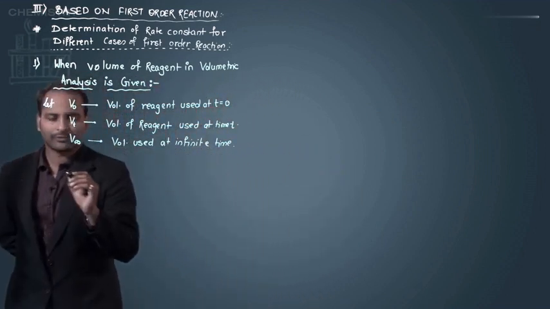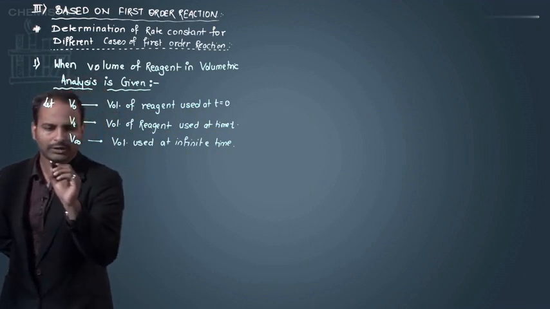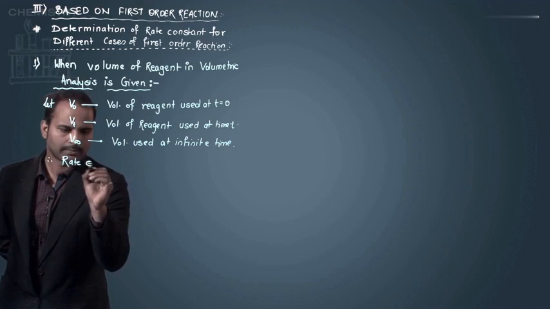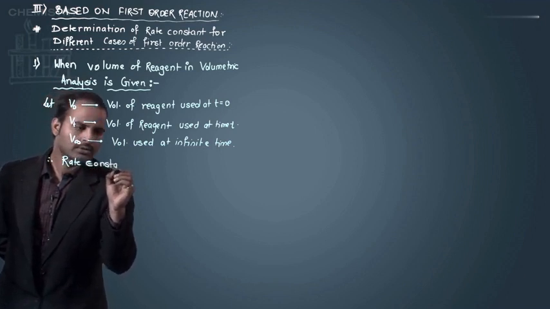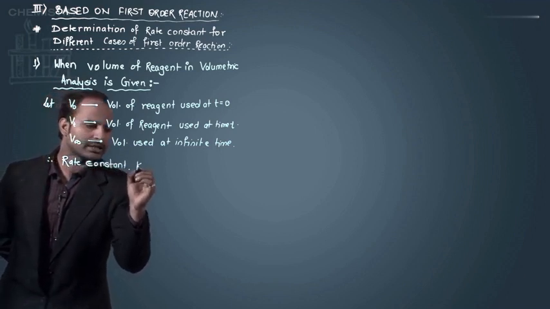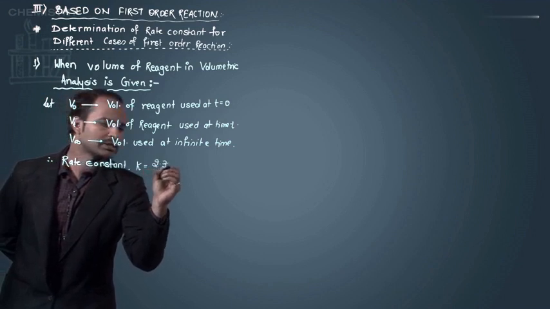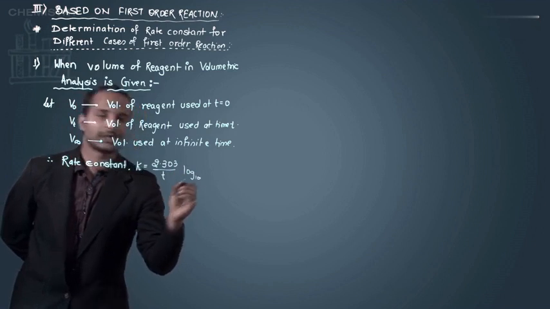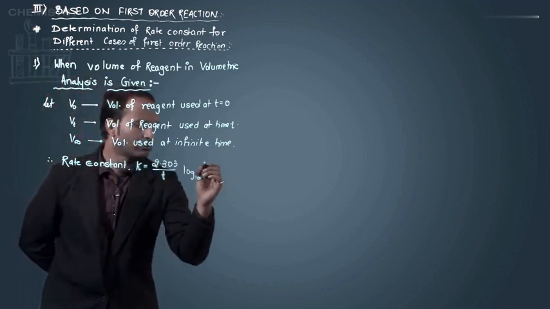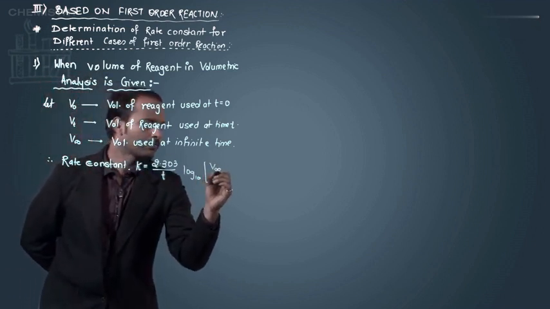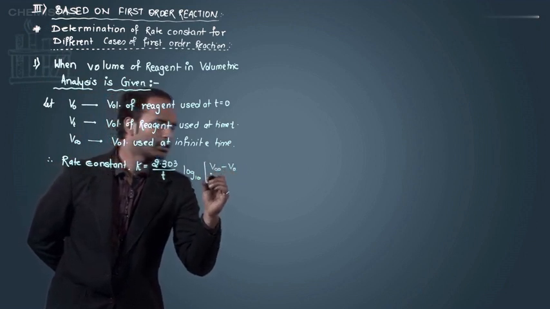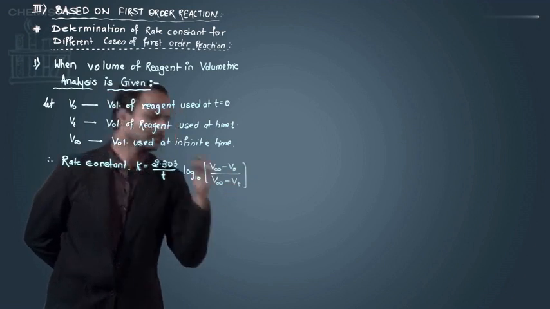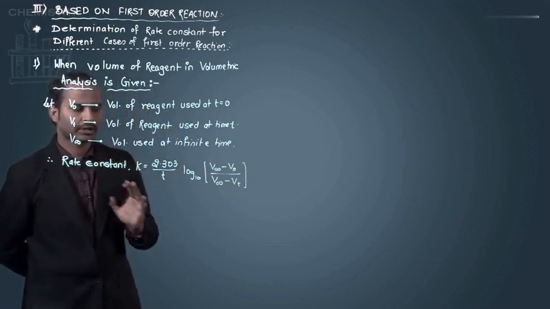So in that case, for rate constant we have a formula. Therefore, rate constant K is equal to 2.303 upon t log to the base 10, and instead of A0 upon At, it's in terms of volume. So we have the formula V infinity minus V0 upon V infinity minus Vt. So this is the main formula you have to consider.